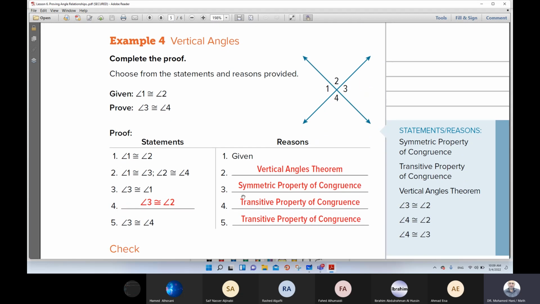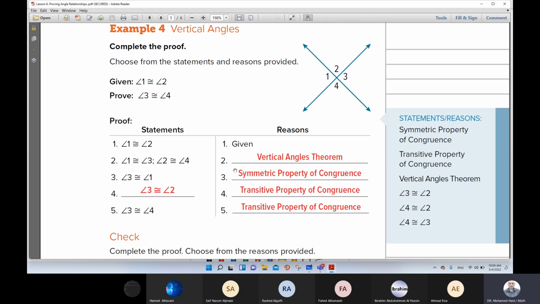Vertical angles. As you see here, angle 1 congruent with angle 2. This is given. If we have angle 1 congruent with angle 2, prove angle 3 congruent with angle 4.